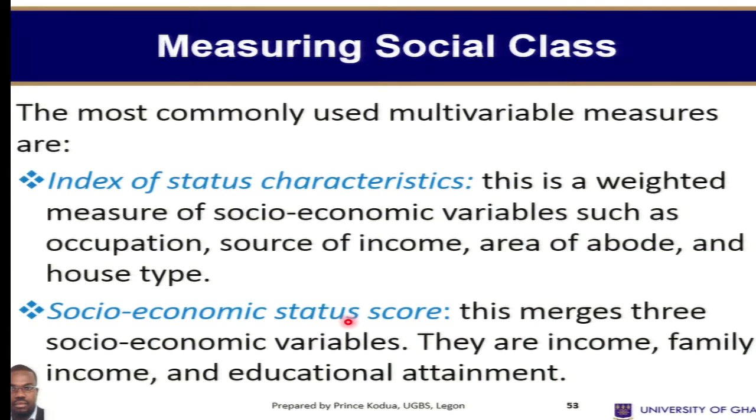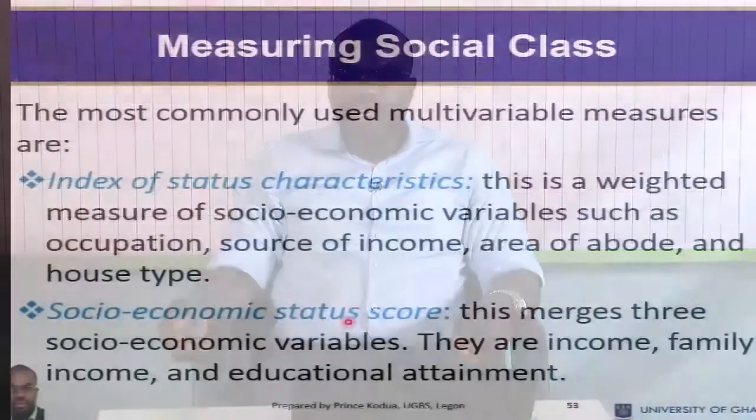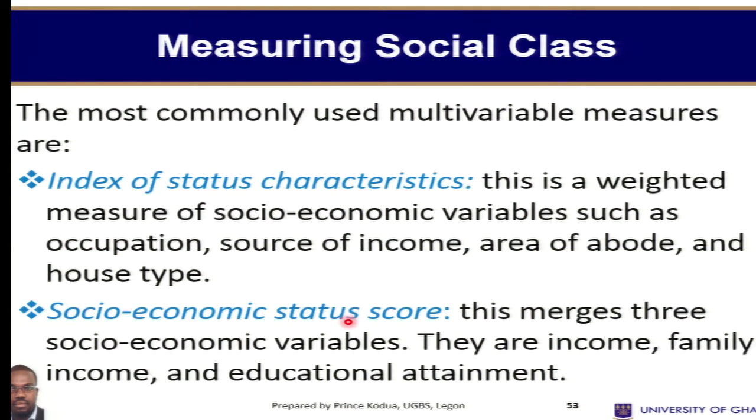Some believe that this method of measurement better reflects the complex nature of social class than using a single variable index. Of course, the reasons are obvious. The most commonly used multivariable measures are the following. We have the index of status characteristics, which is based on occupation, source of income, area of abode, and the house type one is living in. We can also talk of the socio-economic status score. This measures three socio-economic variables: income, family income, and educational attainment. So the marketer will need to determine which one is more relevant with regard to a given marketing strategy.